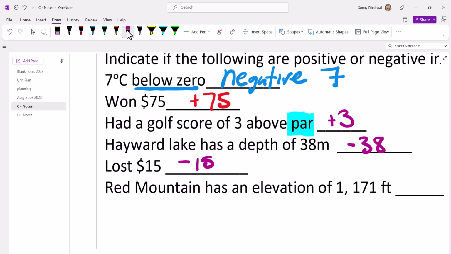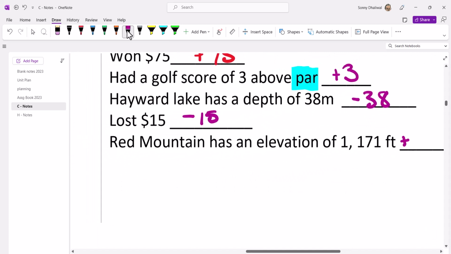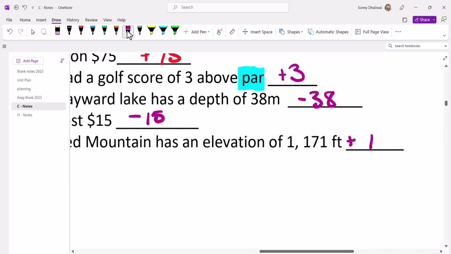All right. Red Mountain, if you mountain bike or go hiking, has an elevation of 1,171 feet maximum. By the way, I live at the bottom of Red Mountain. So that'd be plus, right? Elevation, you're going up. That is plus 1,171 feet. Okay, that's it.